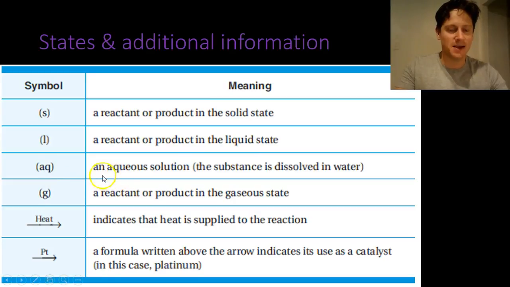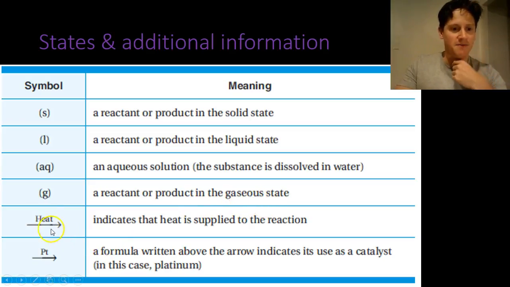Now that means it's in an aqueous solution. So that substance has been dissolved in water, okay? It doesn't always have to be water. You can have other solvents as well. But the majority of the time, because water is the most common solvent, that's what we're talking about, okay? So that substance has been dissolved. So it's not a liquid itself, it has been dissolved. G is for gas, so the reactant or product is in a gaseous state.